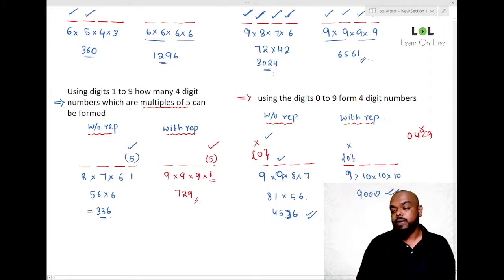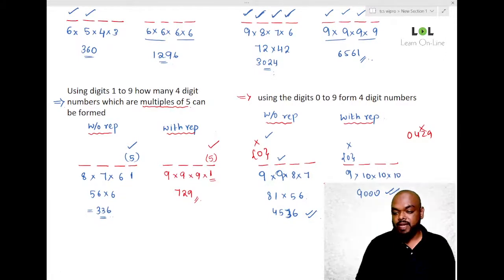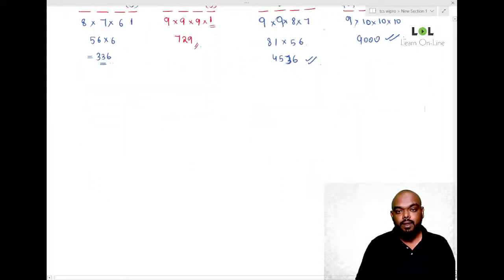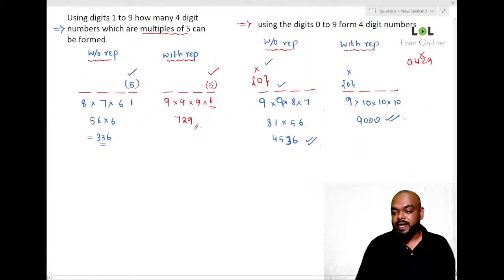Everyone, did you understand this question? Did you understand this question, everybody? Confirm in the chat box. Everyone. Good. Good. Let us take up another question.